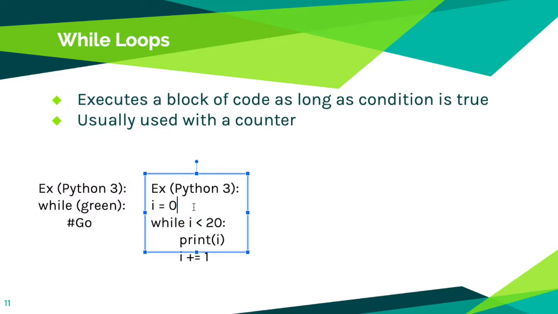And then this is a while loop used with a counter. Your counter in this case is i. So i is equal to 0. And then while i is less than 20, I'm going to print i. And then you're going to increase i by 1.